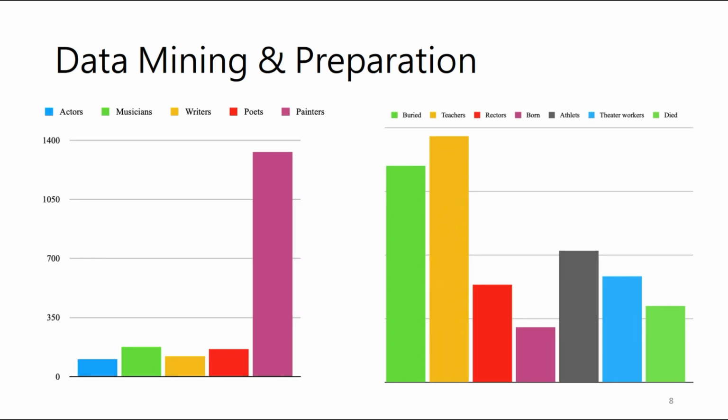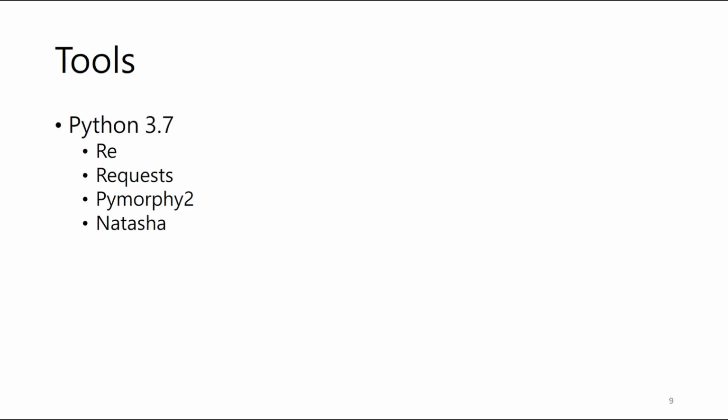On this slide, you can see diagrams with distribution of collected persons along the most popular categories. This information could give meaningful insights, which further could help with development of a recommendation system. For this component, the following tools are used: Python 3.7, re library for text manipulation, Requests library for data loading, Pymorphy for lemmatization, and Natasha library for named entity recognition.